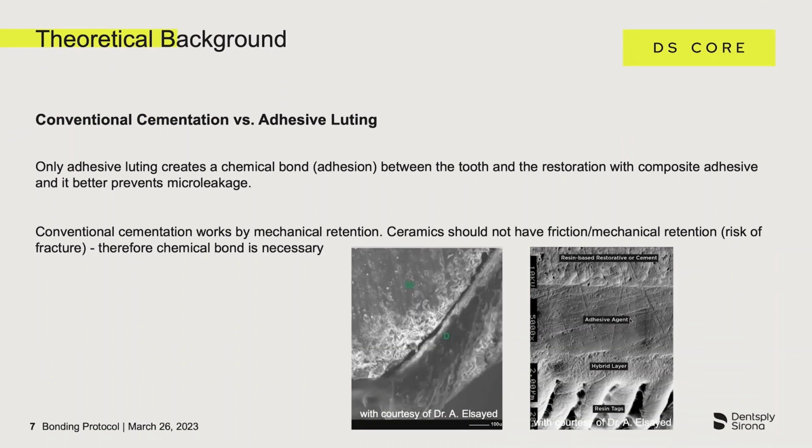The crucial difference between conventional cementation and adhesive luting is that only in adhesive luting is a chemical bond actually created between the tooth and the restoration by means of a composite. As can be seen in the scanning electron micrographs, this creates a gap-free bond between the two substrates.